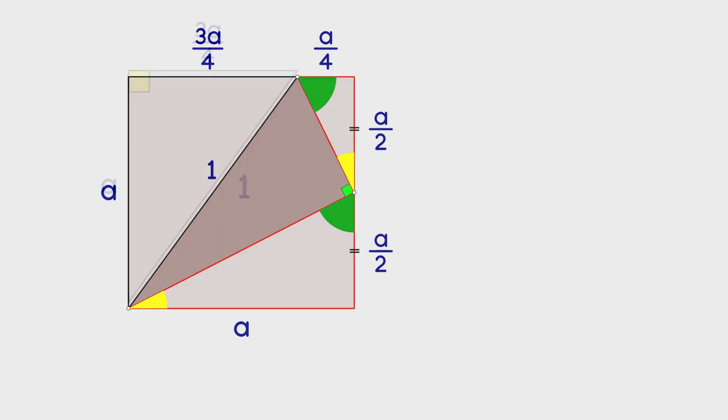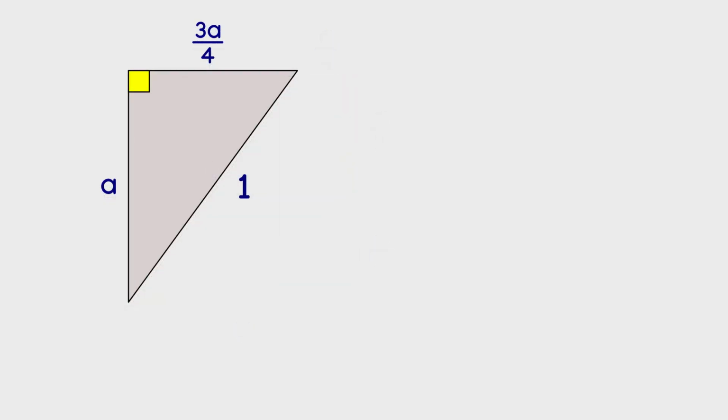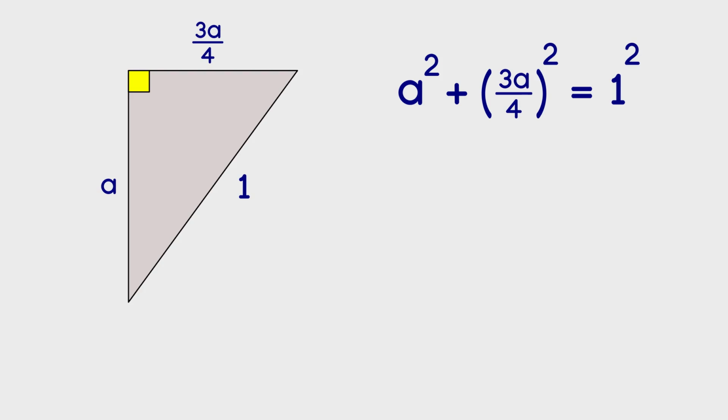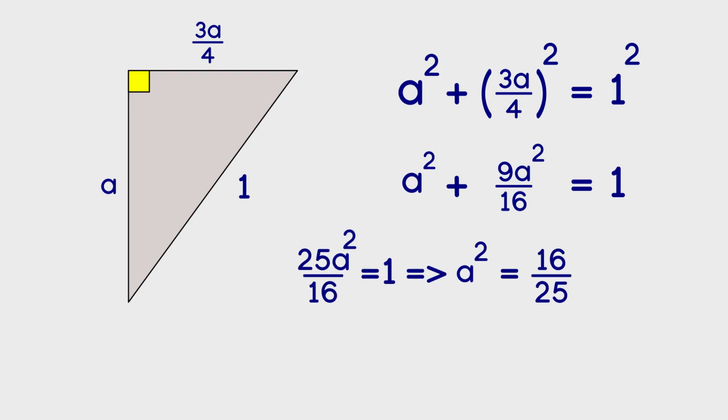The top left right triangle has legs A and 3A over 4 and a hypotenuse of 1. According to the Pythagorean theorem, we have A squared plus (3A over 4) squared equals 1 squared. Solving this equation, we conclude that A equals 0.8 units.